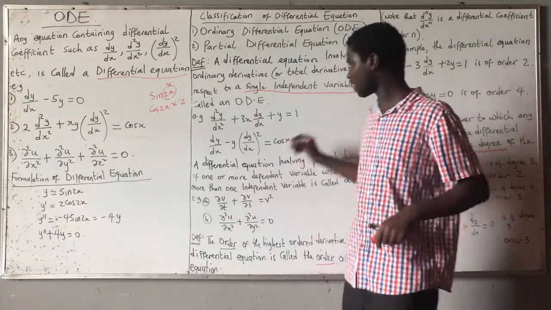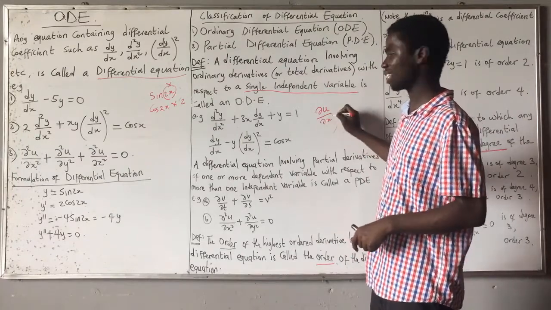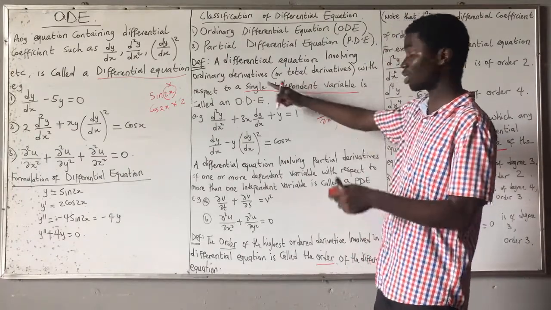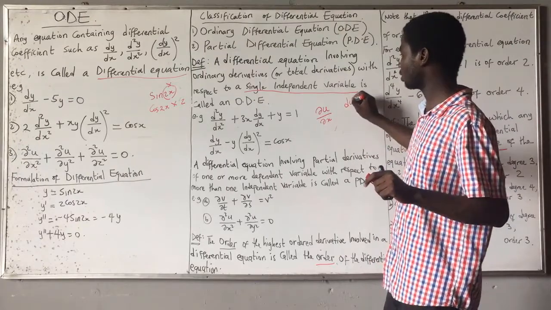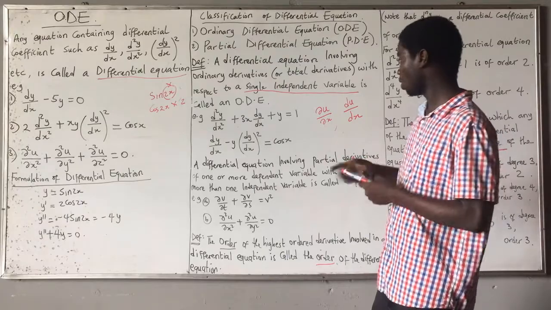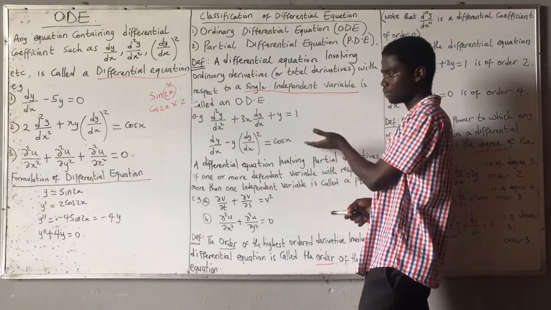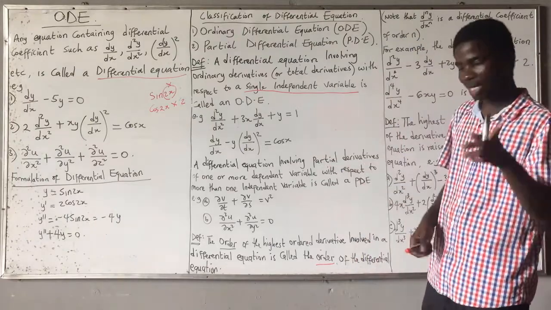When the derivative is partial, it's written this way: ∂u/∂x. This one is a partial derivative, but if it's a total derivative of the ordinary differentiation, you write du/ds. Do you understand? That is how to know. So this is an example of an ordinary differential equation, and this is another example. Now look at this one.